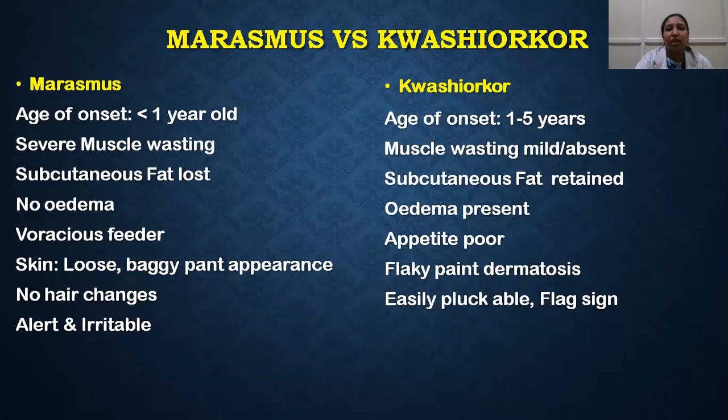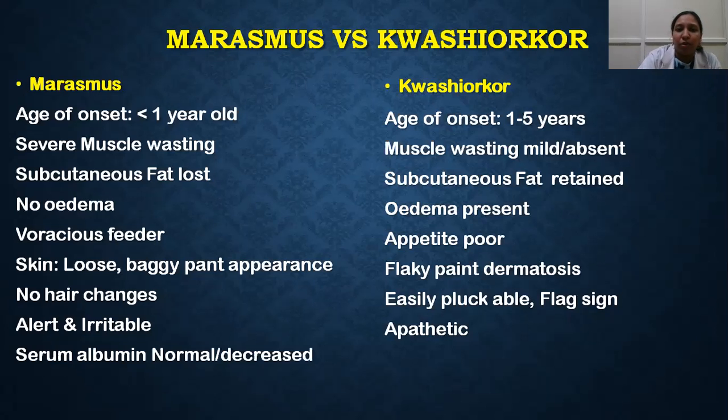In marasmus, the child is alert. He is alert but irritable. Okay. Whereas kwashiorkor is apathetic, the person will not be responding to stimuli. He is very disturbed. You cannot interact with the child. Whereas a marasmus child is alert, and if you give food, he can take. Though he is irritable, if you give food, he can take. Whereas a kwashiorkor child is completely apathetic. Okay, and it is not easy to feed him either.